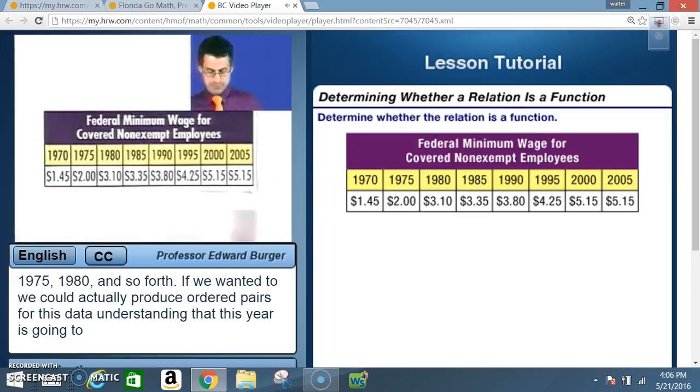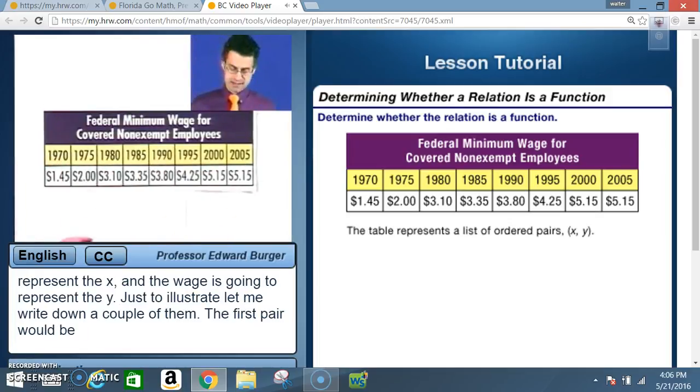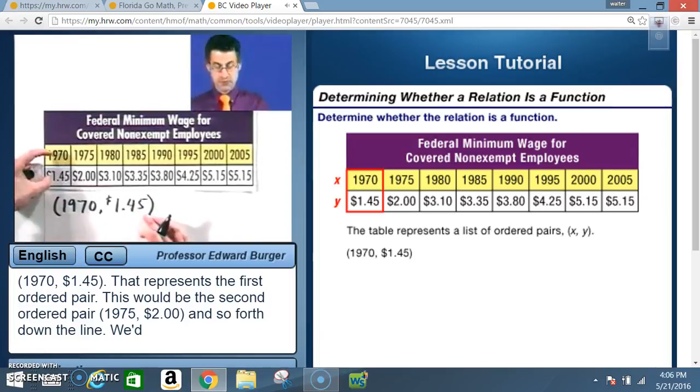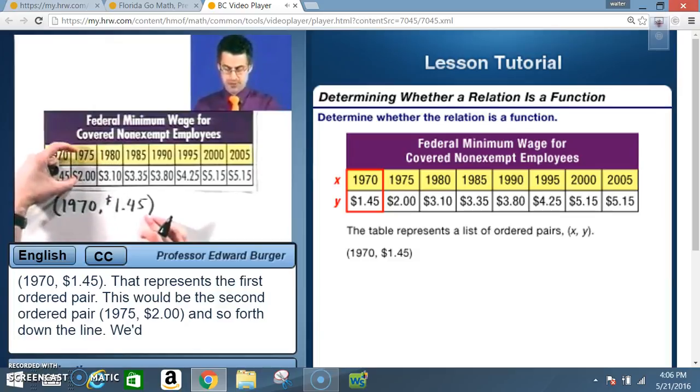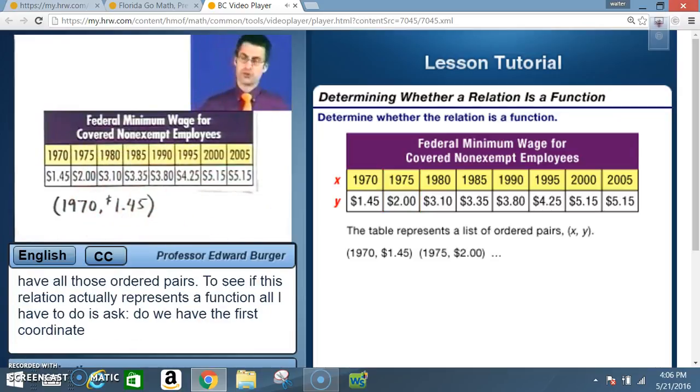If we wanted to, we could actually produce ordered pairs for this data, understanding that this year is going to represent the x and the actual wage is going to represent the y. So just to illustrate, let me just write down a couple of them. So the first ordered pair would be 1970, comma, $1.45. That represents the first ordered pair. And this would be the second ordered pair, 1975, comma, $2, and so forth down the line. So we'd have all those ordered pairs.